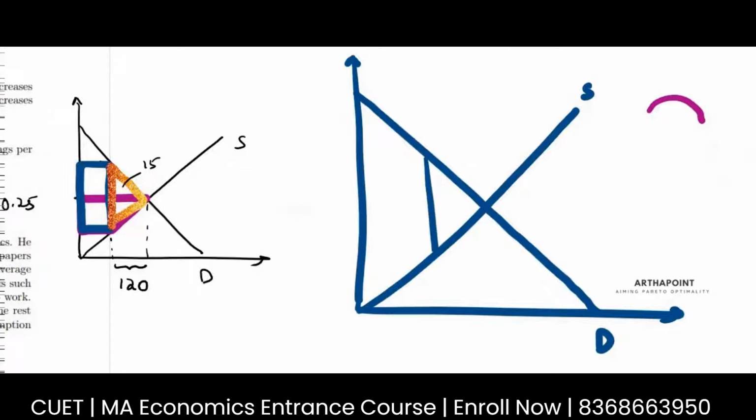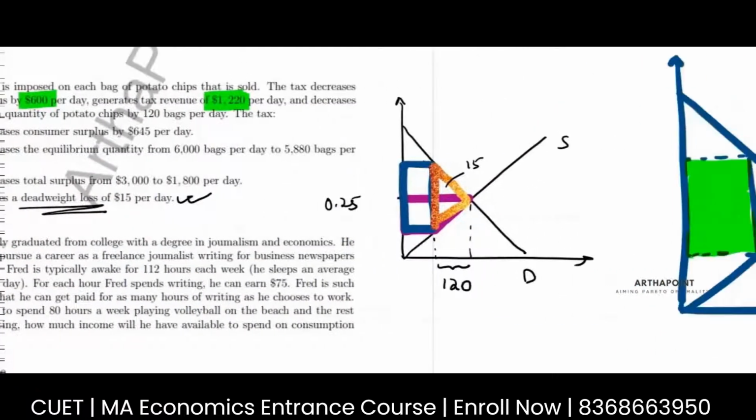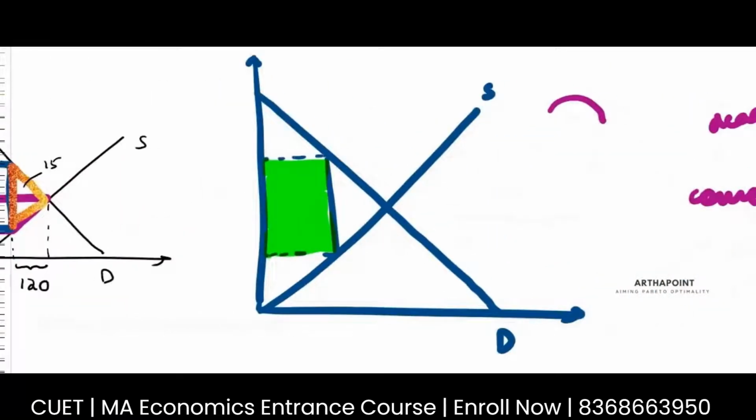This is my tax. I am given tax revenue. I know this area, and this area is given to me as 1220. Deadweight loss I just found out. I found out this area. This is 15. So this is 1235.